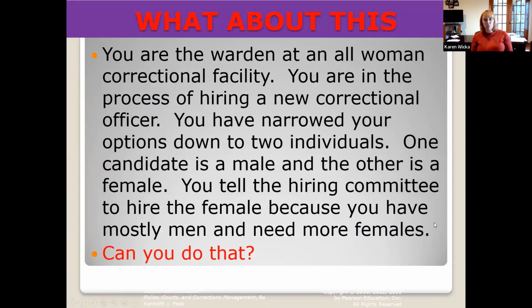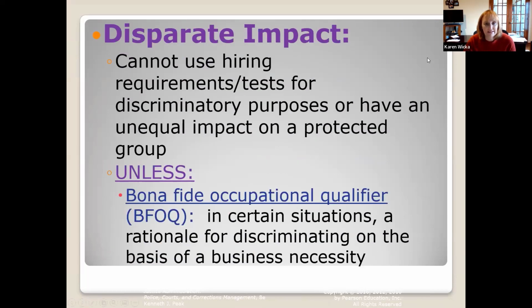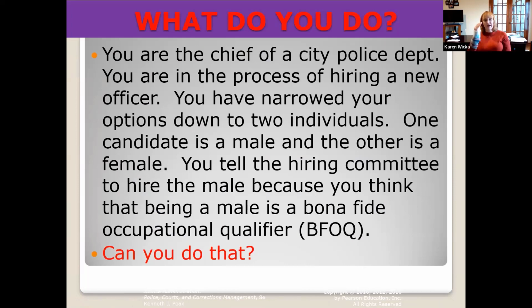what about this? You want to hire a woman. Is it a bona fide occupational qualification to have to be a female to work in a female prison? And then the second one, is it a bona fide occupational qualifier to be a male to be a police officer? Are there legitimate, non-discriminatory reasons why you need certain genders in certain careers?